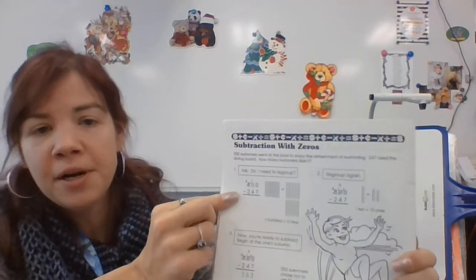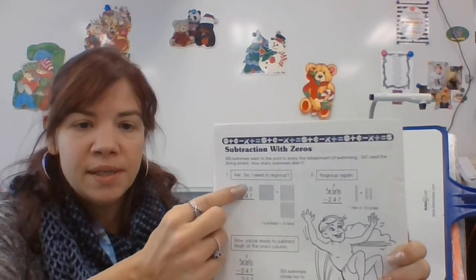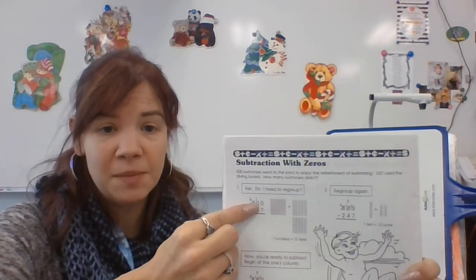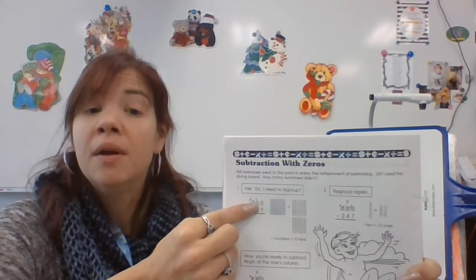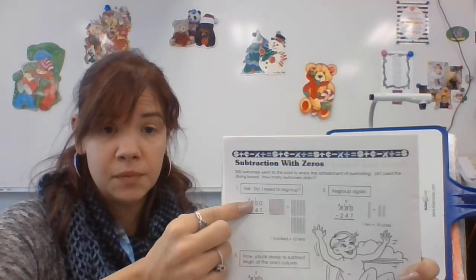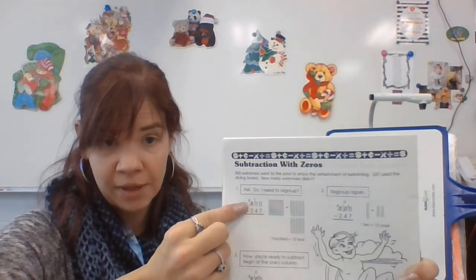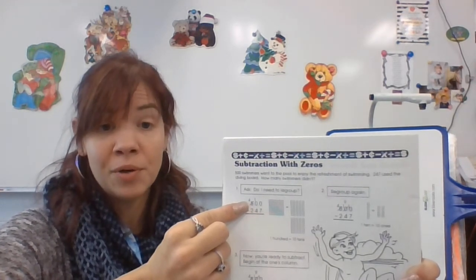All right, so what they have is 500 minus 247. We always start in our ones place, but we can't subtract in the ones place because 7 is bigger than 0, and you can't take 0 minus 7. So we go next door. Wait a minute, there's a 0 there too, so I can't regroup using that either. So I have to continue all the way to the hundreds place. That's where I can start my regrouping.